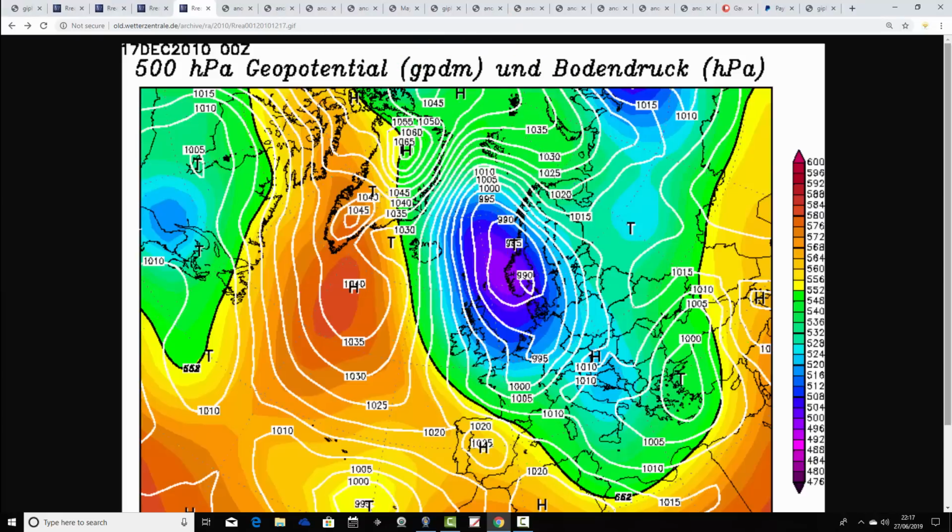So again, total reverse of the positive NAO type setup, and we see that we've actually got low pressure down here underneath this blocking area of high pressure. That is an extremely negative NAO. So that's what the two phases of the positive and negative NAOs look like.